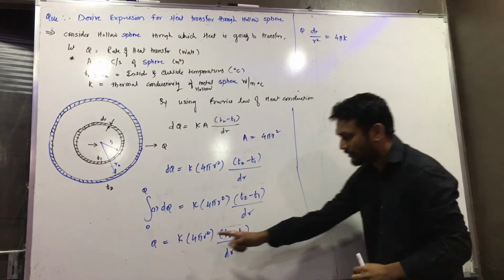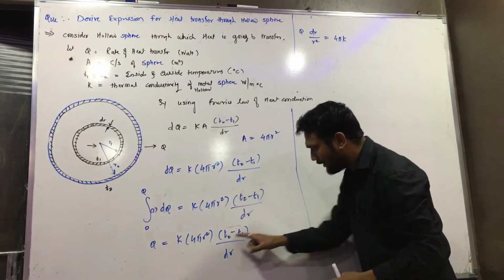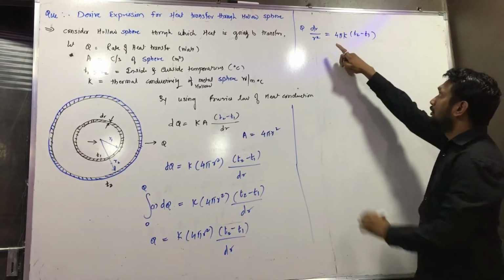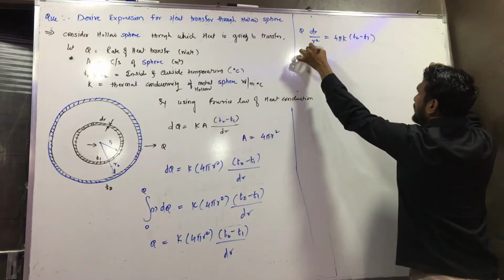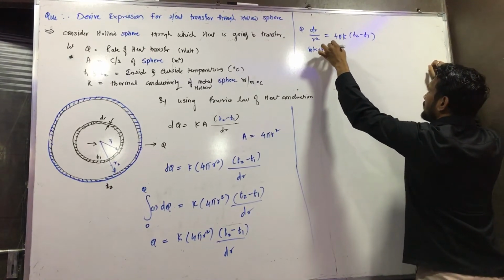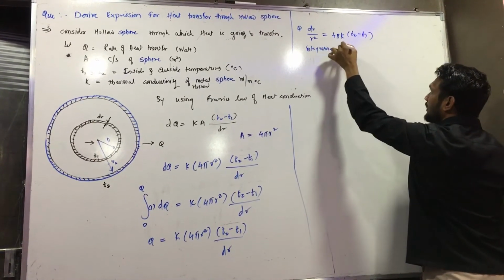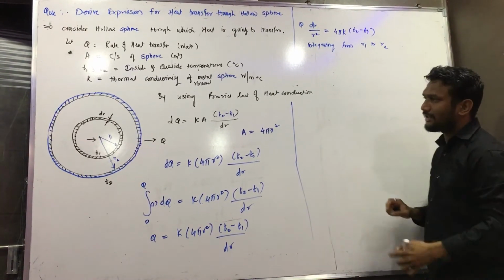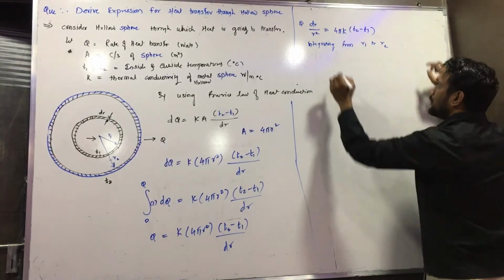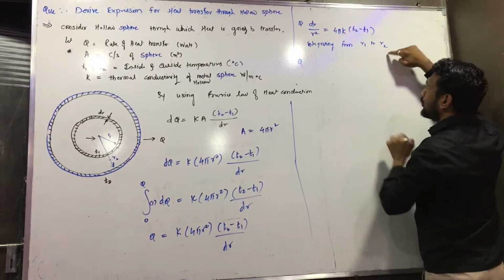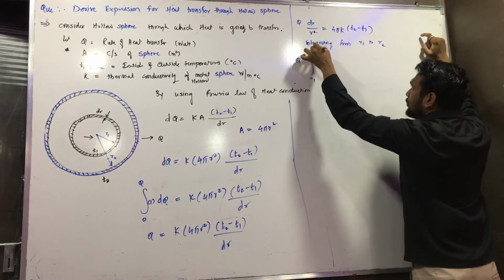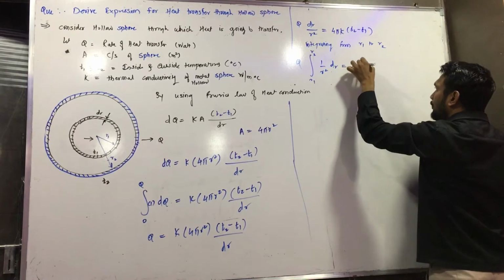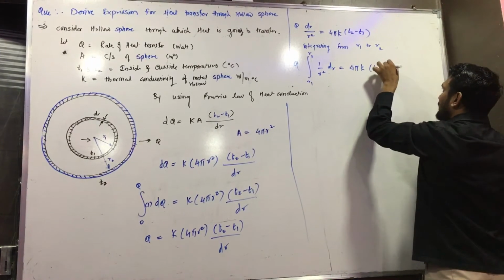4 pi k (T2 minus T1). Now integrate this entire equation from R1 to R2. As we know, the inside radius is R1 and we integrate up to R2, so the boundary conditions are R1 to R2. So integrating from R1 to R2, 1 upon r square dr is equal to 4 pi k (T2 minus T1).